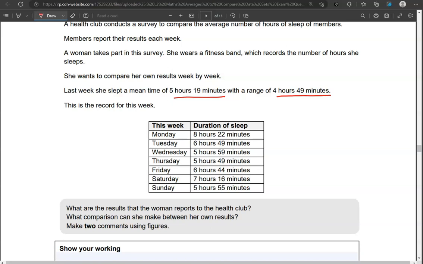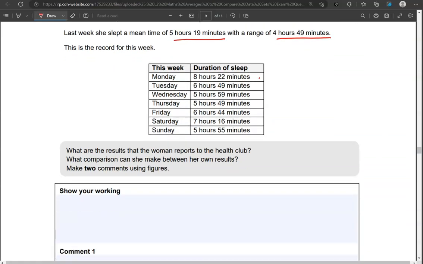Okay, so let's work out the range first. She slept the longest on Monday for 8 hours and 22 minutes. And the shortest was on Thursday with 5 hours and 49 minutes.